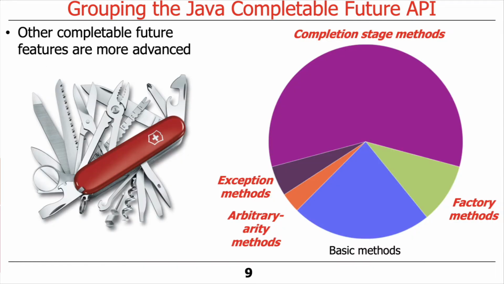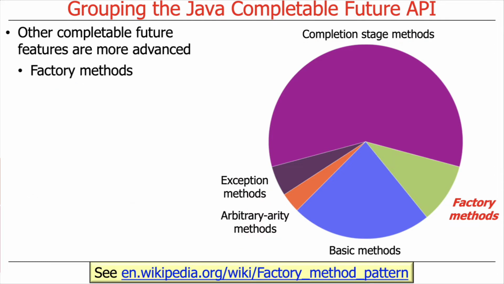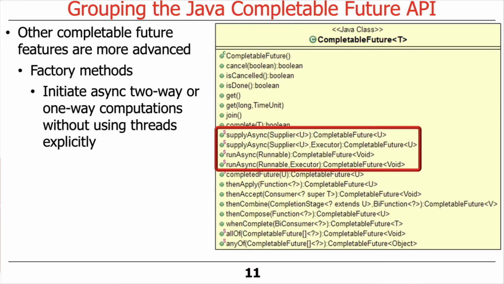Other Completable Future methods are much more advanced and provide you with many more capabilities. So we've got factory methods, completion stage methods, arbitrary-arity methods, and exception methods. And we're going to spend the bulk of our time, of course, talking about those. Factory methods are kind of what you'd expect. They are used to start computations running asynchronously.